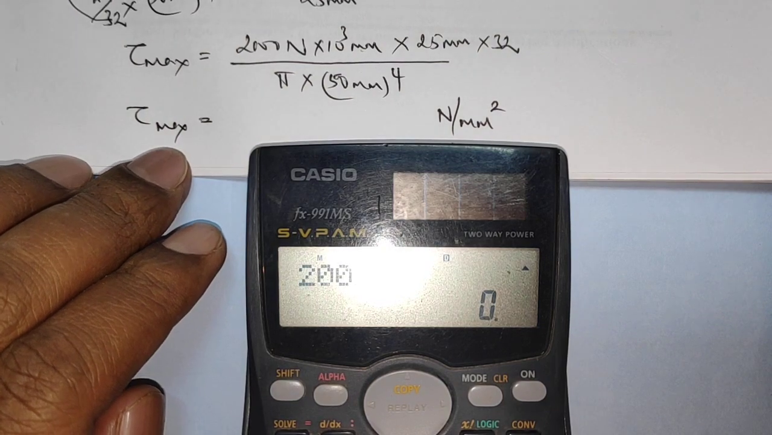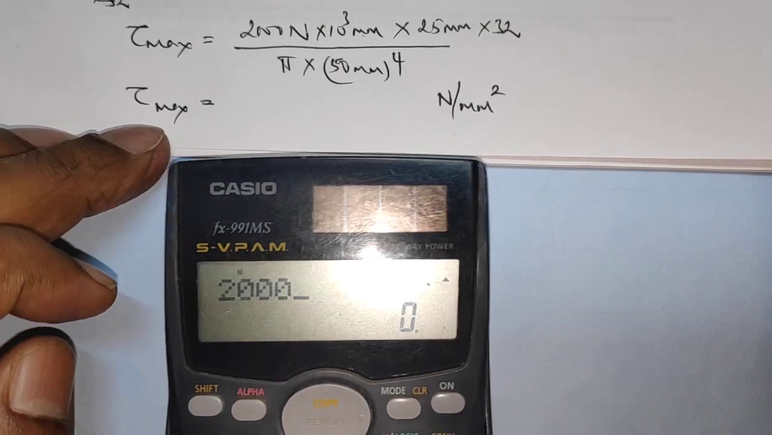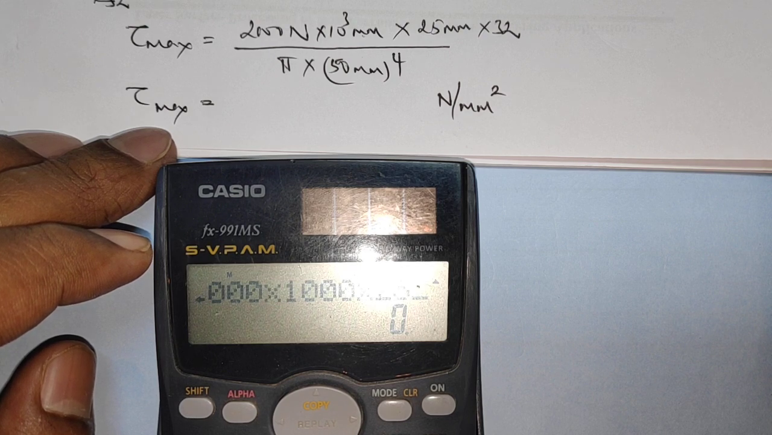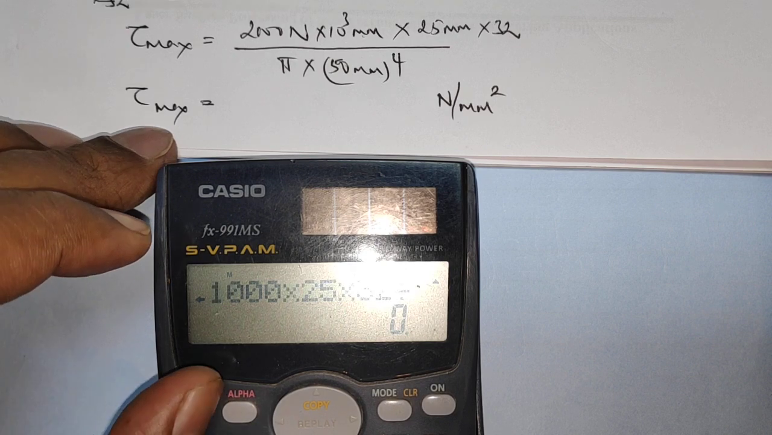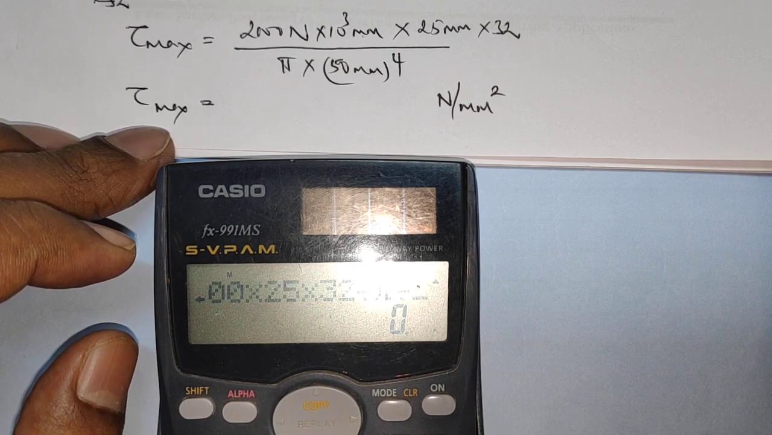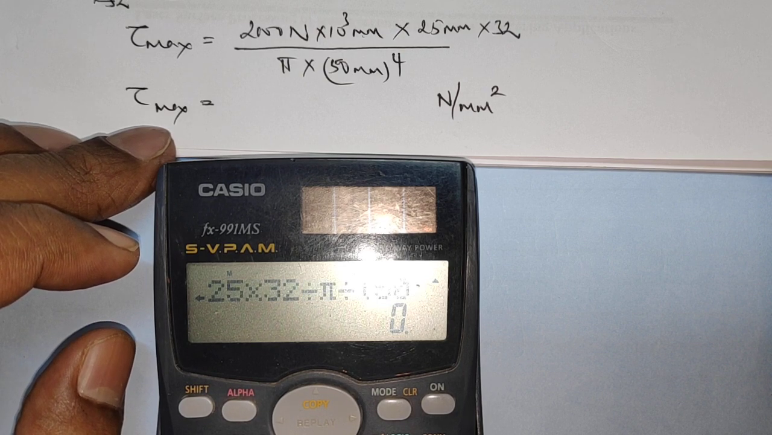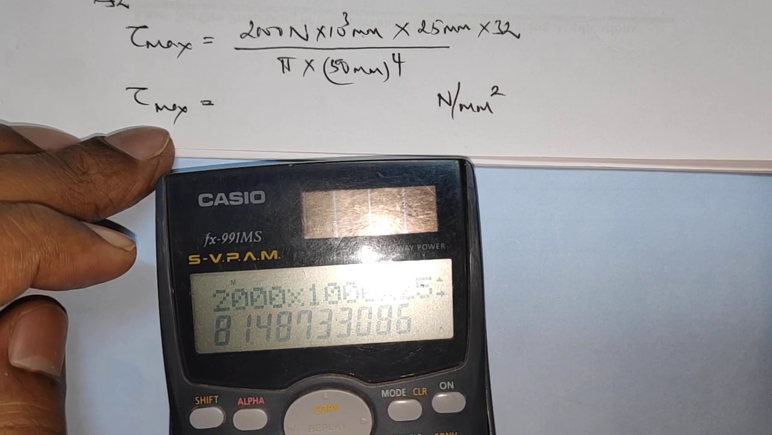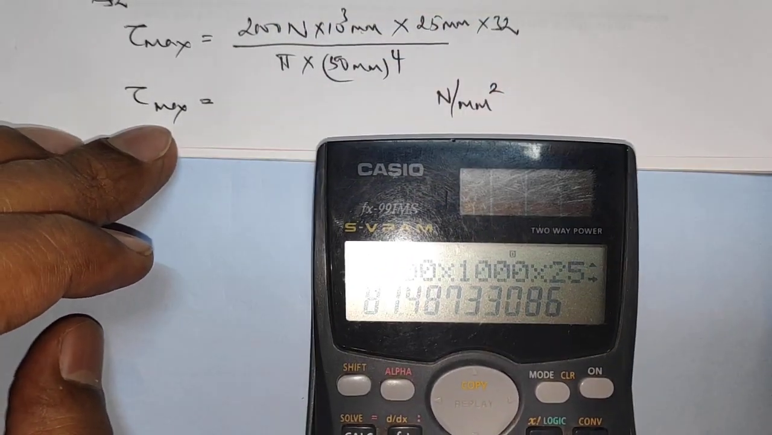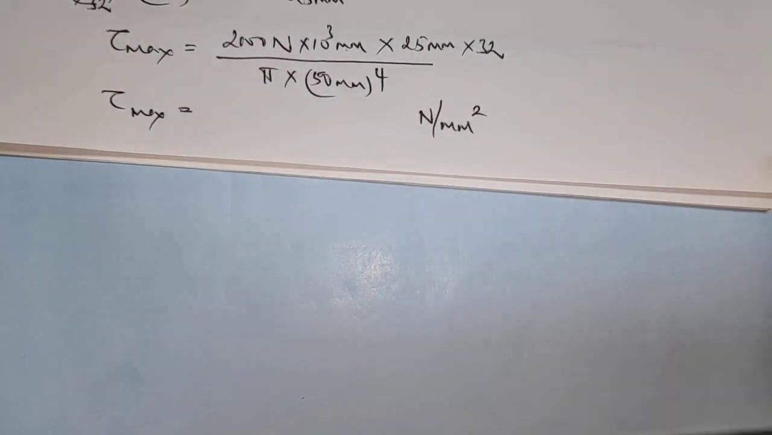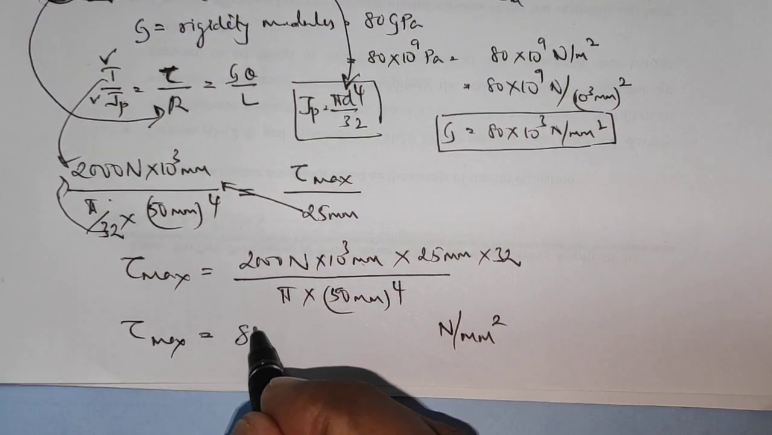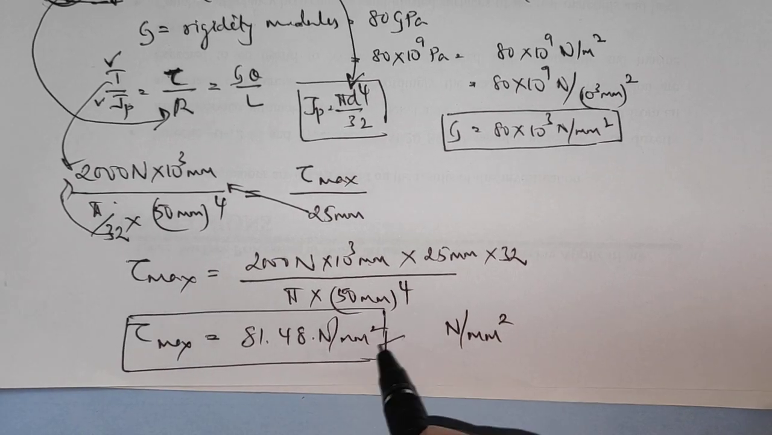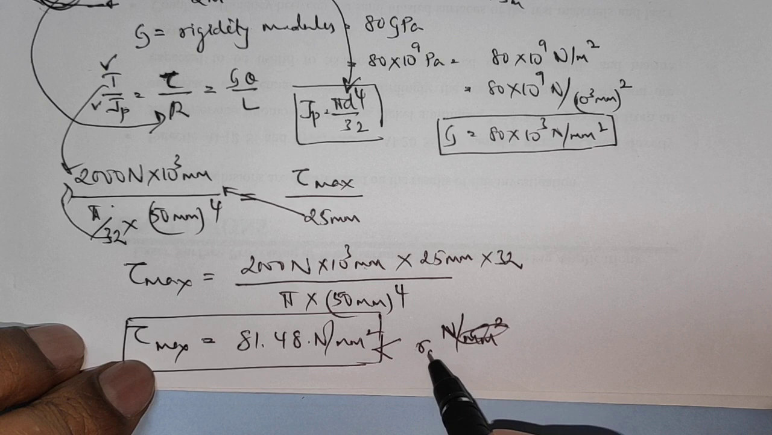So this is 2000 into 1000 into 25 into 32 divided by pi divided by 50 to the power of 4 is equal to 81.48. So the answer is 81.48 Newton per mm square, and we know that this stress is within the half of the allowable stress.